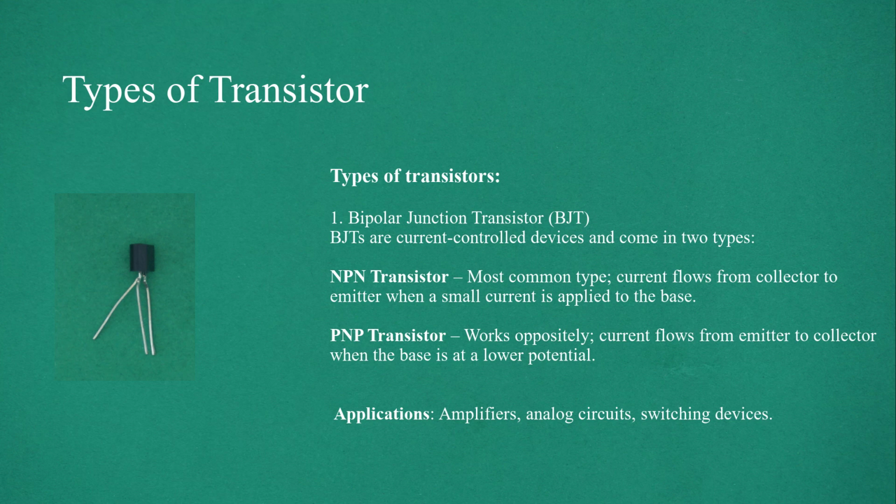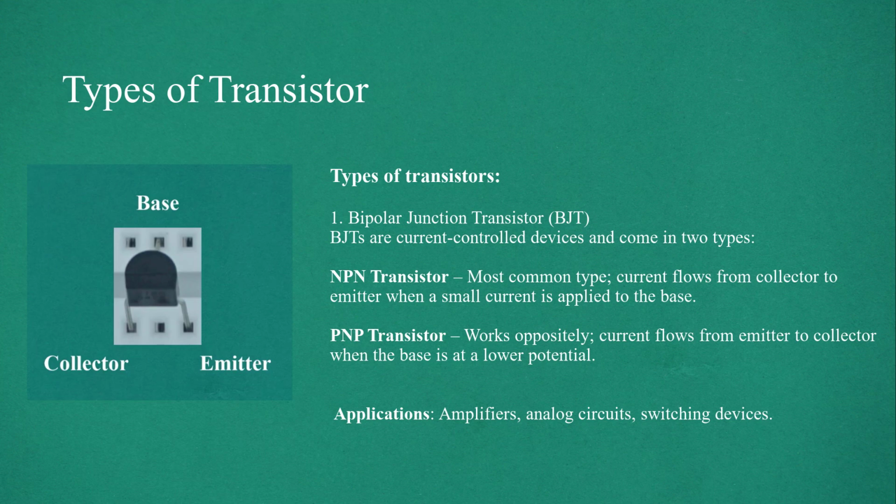Types of transistors: 1. Bipolar junction transistor, BJT. BJTs are current-controlled devices and come in two types. 1. NPN transistor, most common type. Current flows from collector to emitter when a small current is applied to the base. 2. PNP transistor works oppositely. Current flows from emitter to the collector when the base is at a lower potential. Applications: amplifiers, analog circuits, switching devices.